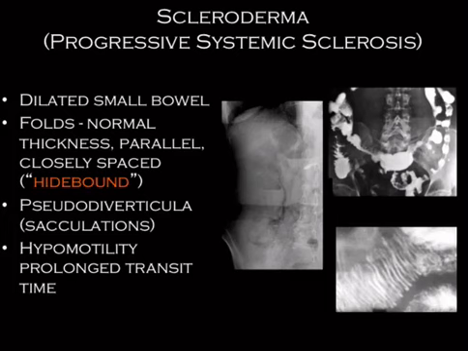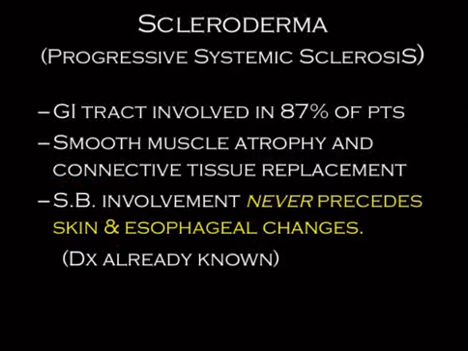Progressive systemic sclerosis is a horrific, horrible disease. It does involve the small bowel in the majority of cases. However, and this is an important point, the small bowel involvement never precedes the skin or esophageal changes. In other words, in real life, they already know the diagnosis. So if they would be hinting at you that this person's normal otherwise, it's probably not what's going on. However, I doubt they would even go there. They probably would just show it to you without any history at all. And if they were going to show you any picture, it's going to be that hide-bound appearance.